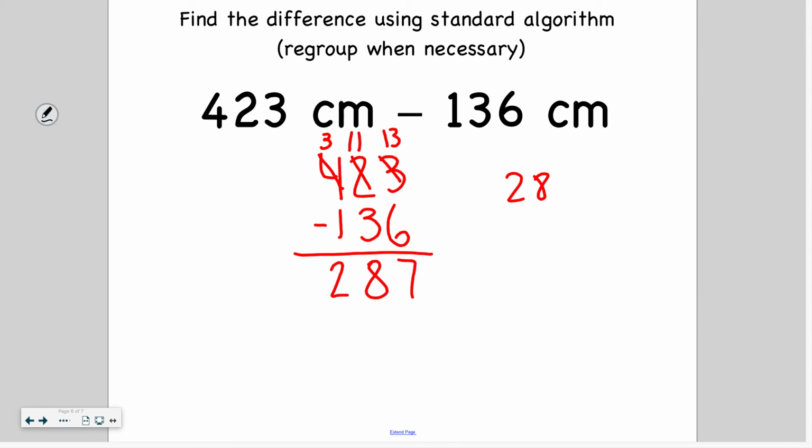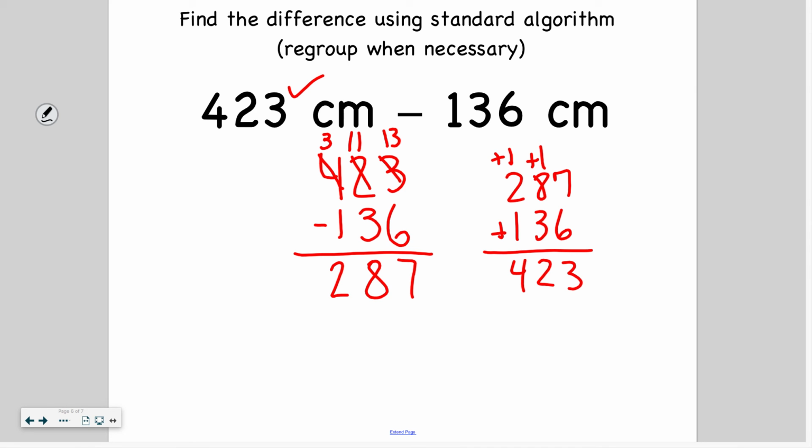And again, as always, I want to check my work by adding using the inverse operation, addition. 7 plus 3 is 10, regroup the 1. 8 plus 1 is 9, and 9 plus 3 is 12. Regroup the 1 again. And 1 plus 2 plus 1 is 4. And that's what we started with, so we are in fact correct.